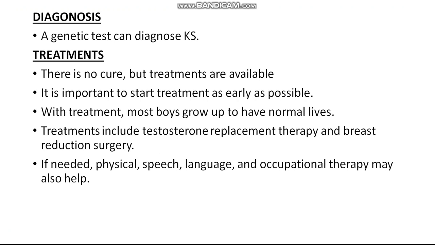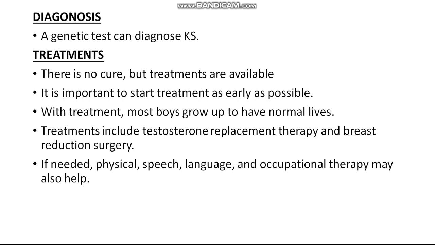Coming to the diagnosis, here the diagnosis is carried out through a genetic test, usually karyotyping. Treatment: there is no cure as this is a genetic condition, but treatments are available. In order to carry out a successful treatment protocol, it is very important to diagnose this condition as early as possible. When treatment is initiated in the very early stage, most of these children can lead a normal life.